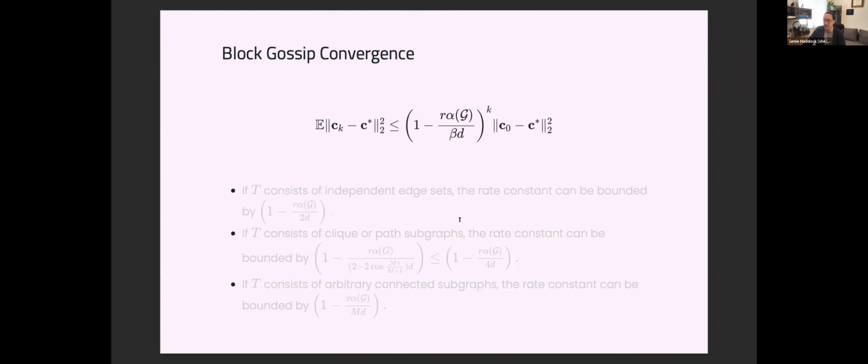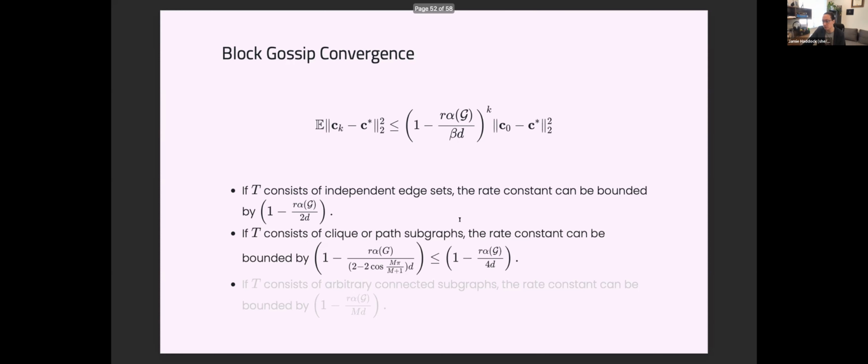Let me just say there's some special cases that apply to the 3 particular gossip protocols I mentioned before. So we can specialize this rate constant, and particularly we can deal with the parameter beta. If the row subsets or edge subsets that we're sampling represent independent edge sets, then this rate constant can be bounded above. We can replace beta with the value 2. If our samples correspond to cliques or paths, then the rate constant can be bounded above by this surprising value to me, 2 minus 2 cosine m pi over m plus 1. But in particular, you can always bound that above by 4. And then in general, if we have just any arbitrary connected subgraphs, we can bound it above by the maximal size of any of those subgraphs that we're allowed to sample.